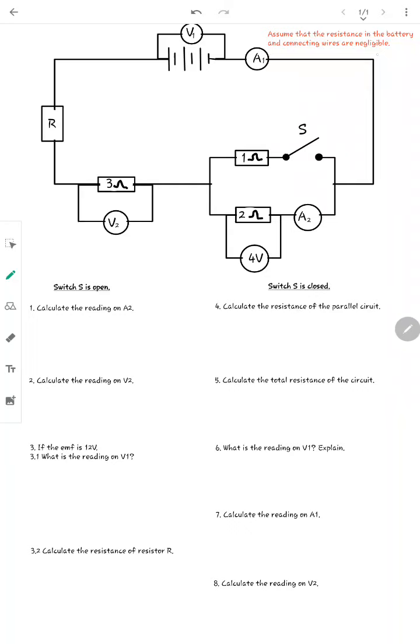Alright, so we're looking at a very basic electric circuit. As you can see, there are some parallel sections, resistors. We are making a certain assumption that the resistance in the battery and the connecting wires are negligible. So this is the only difference between grade 12 electric circuits and the rest of the grades' electric circuits. So all the way down through NS, you will be working with circuits that look like this.